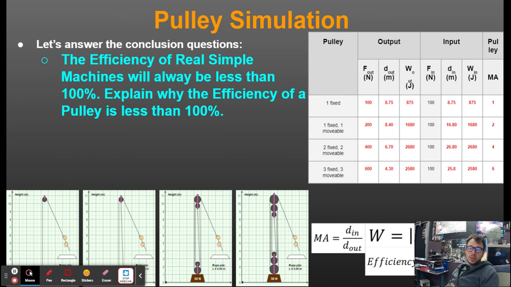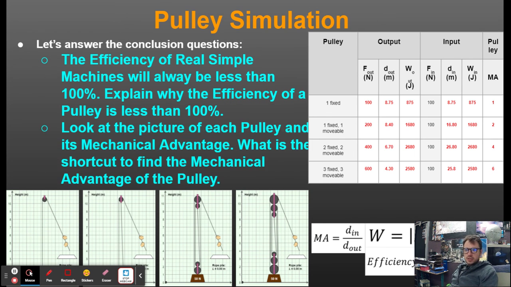Explain why the efficiency of a pulley is less than 100%. Well, that's because as you're pulling, some of that goes to friction in the axles. Some of it gets turned into heat. Some of it gets turned into sound. So you're losing some of that input energy. It's not going to be 100% efficient.